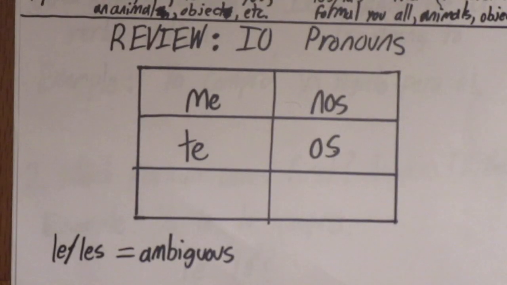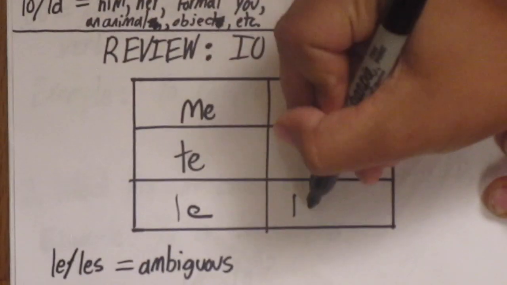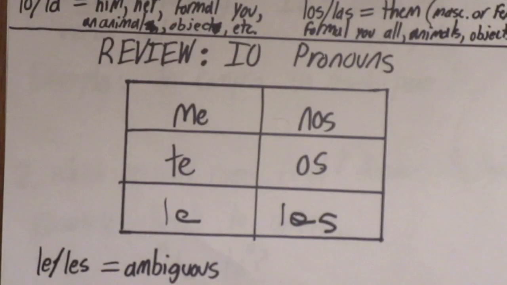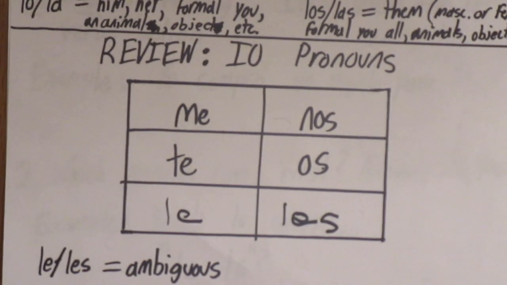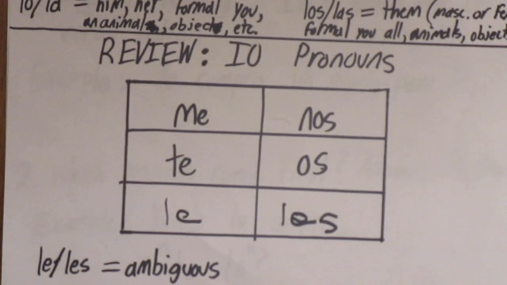Next, let's review indirect object pronouns. The chart that we created for the direct object pronoun will also be the same as indirect object, except for the him, her, formal you form and the them, formal you all form. Instead of being lo, la, and los, las, it will change to le and les. Notice that both le and les do not specify whether it's masculine or feminine, making its meaning, or what it's referring to, ambiguous. However, you will see that when writing in Spanish, you can add a prepositional phrase for clarity.